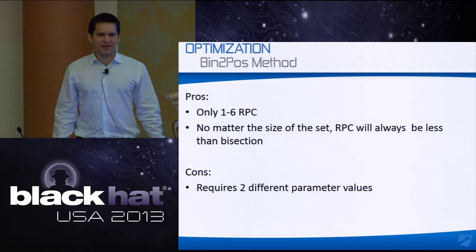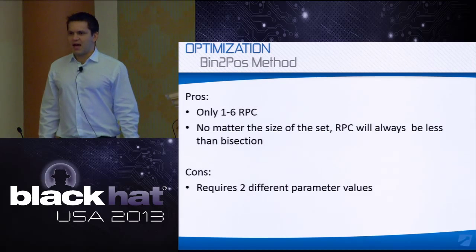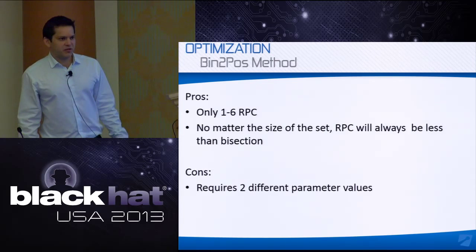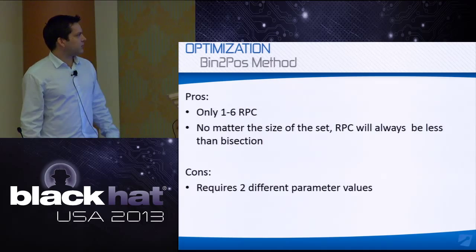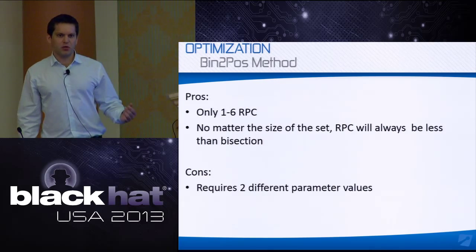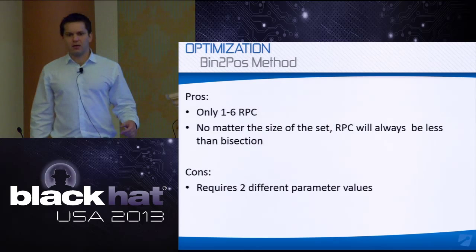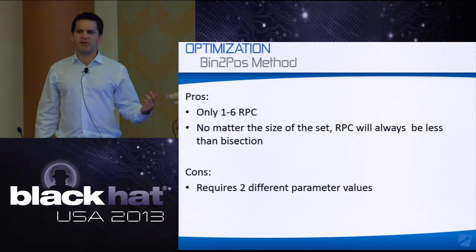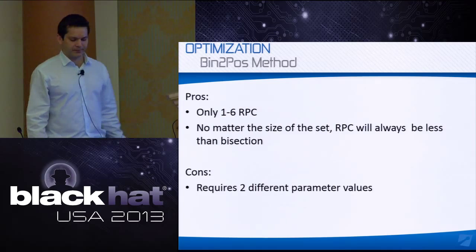So what's great about this method is that it will only use 1 to 6 requests per character. And I don't know of any other method that's capable of retrieving a character in just 1 request. One of the drawbacks for my implementation is that we currently require 2 parameter values. And again, I can rewrite it to not require 2 parameter values, but it will take a few more requests. But even then, it will still be more effective.